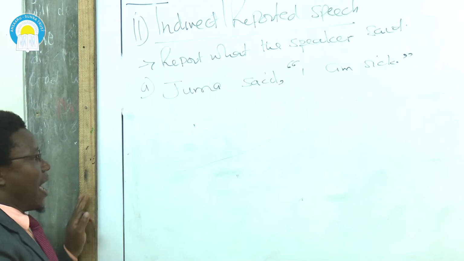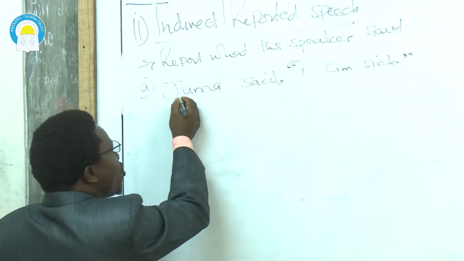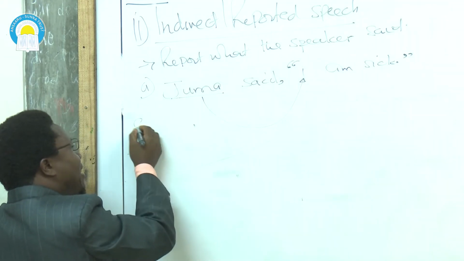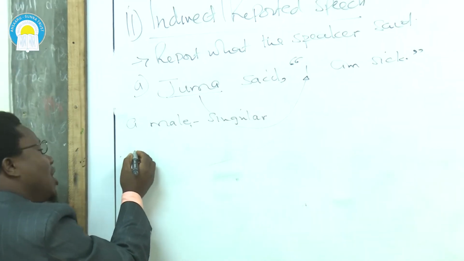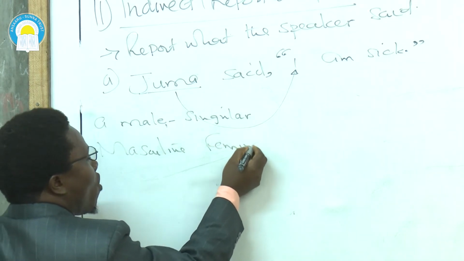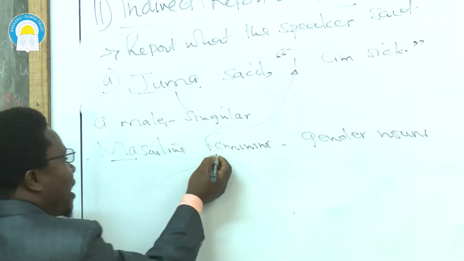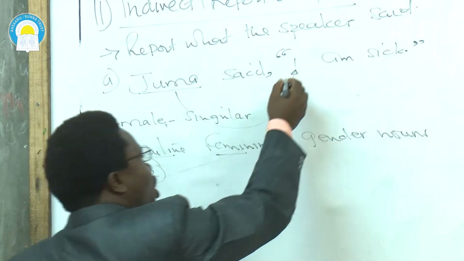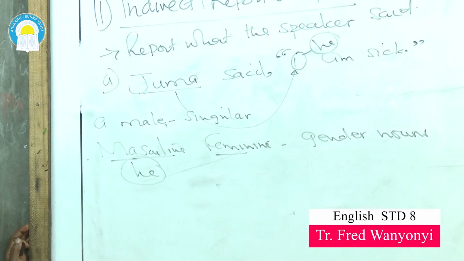Juma said, I am sick. When you are putting this sentence, first of all, Juma shall affect I. Juma is a male and singular. This, therefore, shall remind us of masculine and feminine, what we call gender nouns. And in this masculine and feminine, Juma, therefore, is a he. The position of this I, therefore, shall be taken up by he.